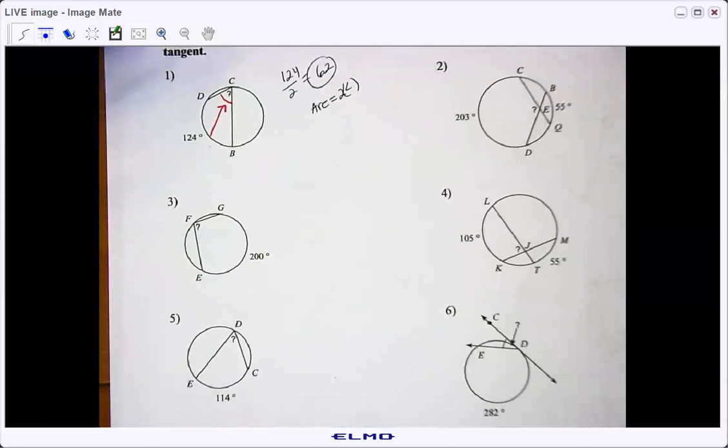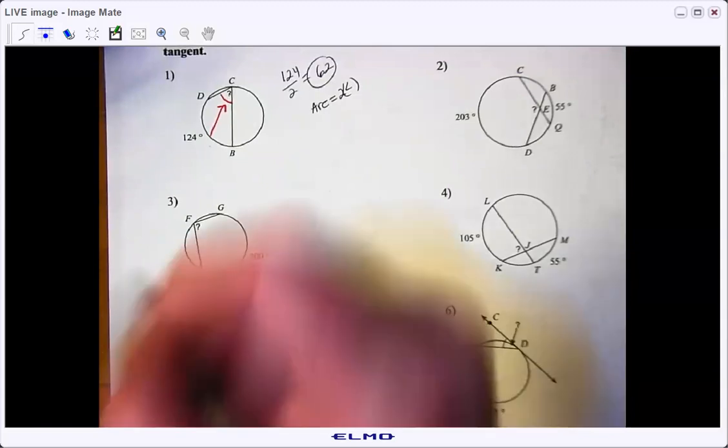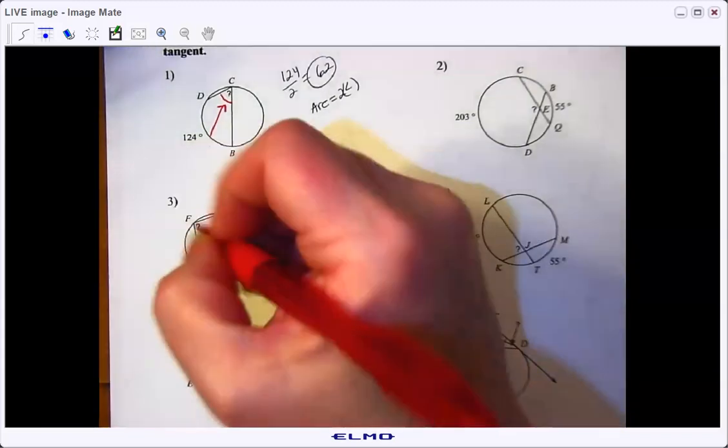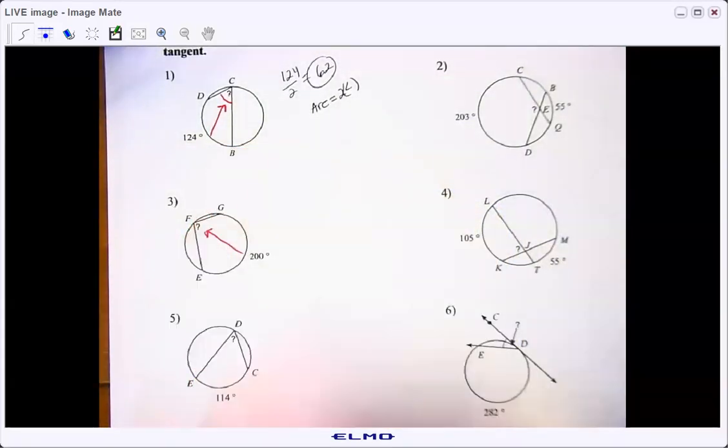Number 3, the answer for number 3 in the chat box. We're going to do it the same exact way because here's my arc and I want to find the angle. Good, good. Nice. Thank you.